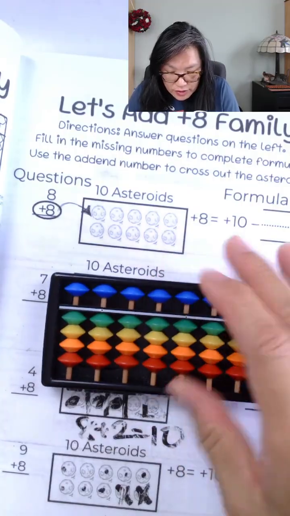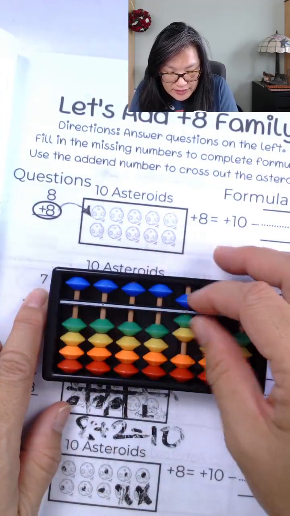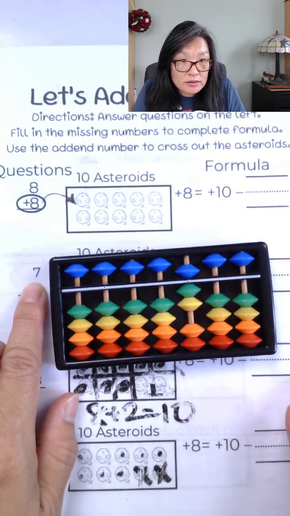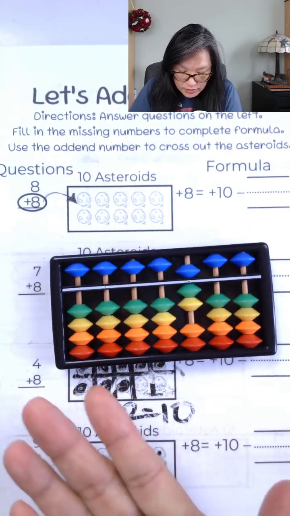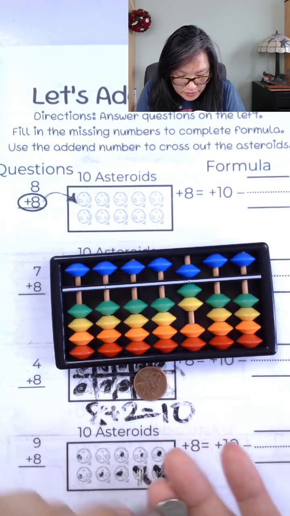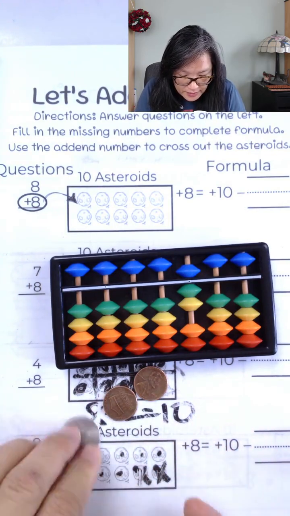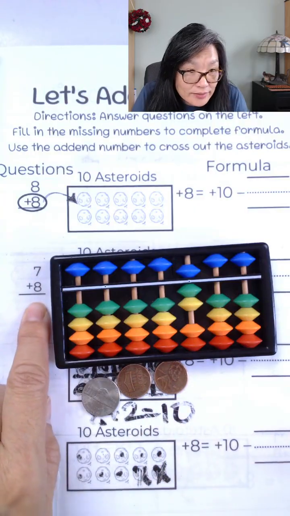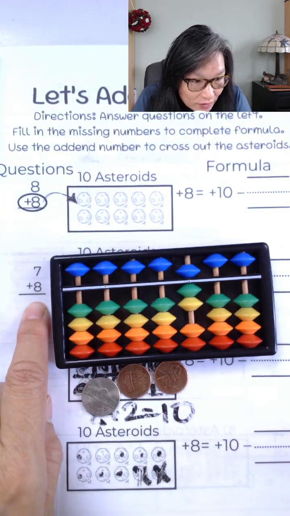So here's my question. I have 7 on the abacus, right? What am I going to do? Well, I have 7 on my abacus. 1, 2, 3, 4, 5, 6, 7. Right? I need to add the 8. Guess what? I don't have enough. I don't have enough to add the 8.